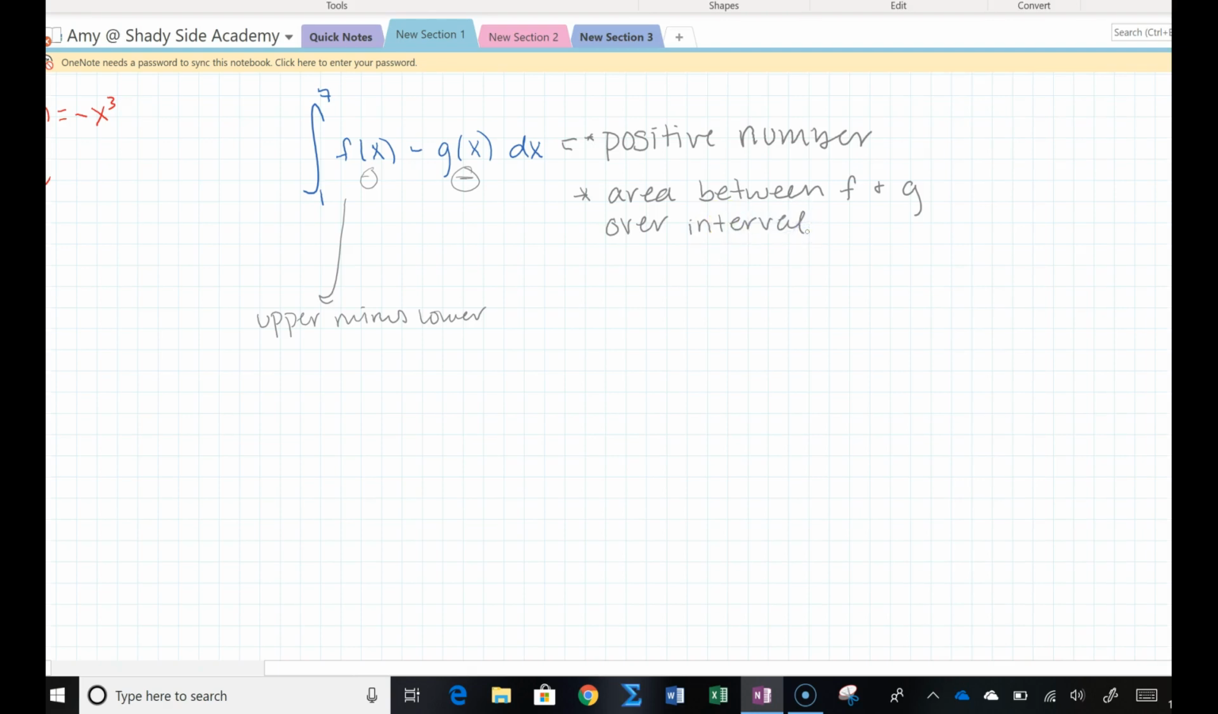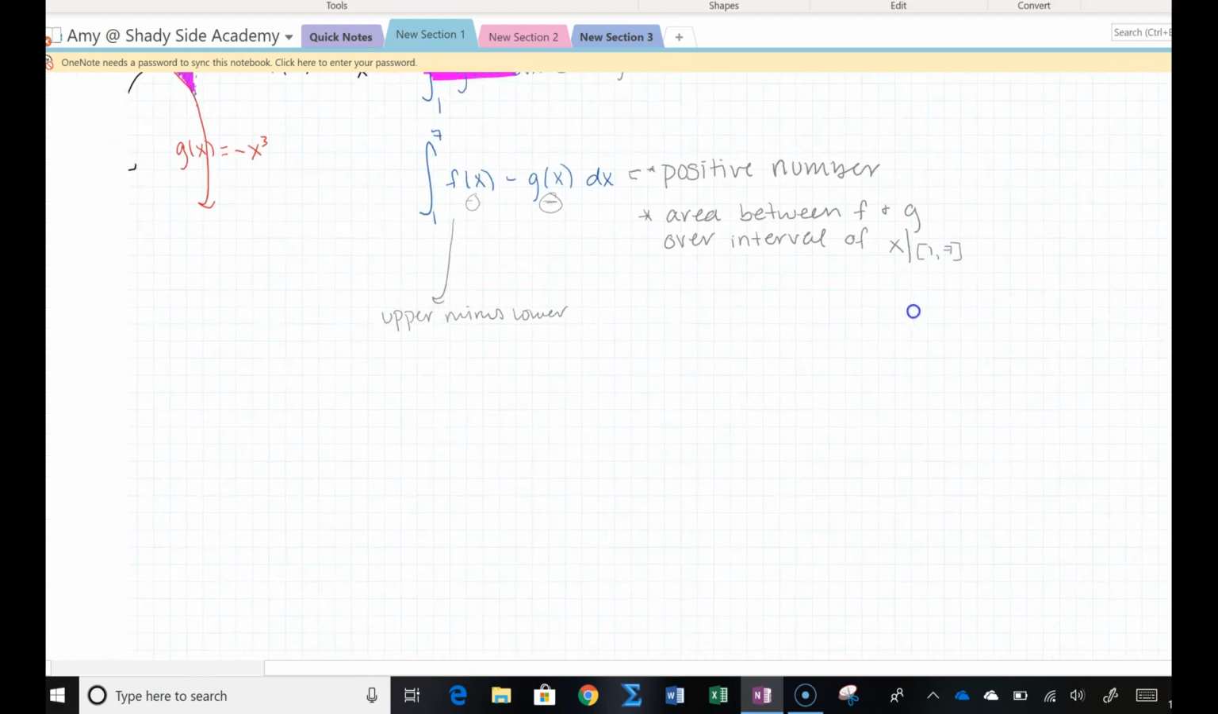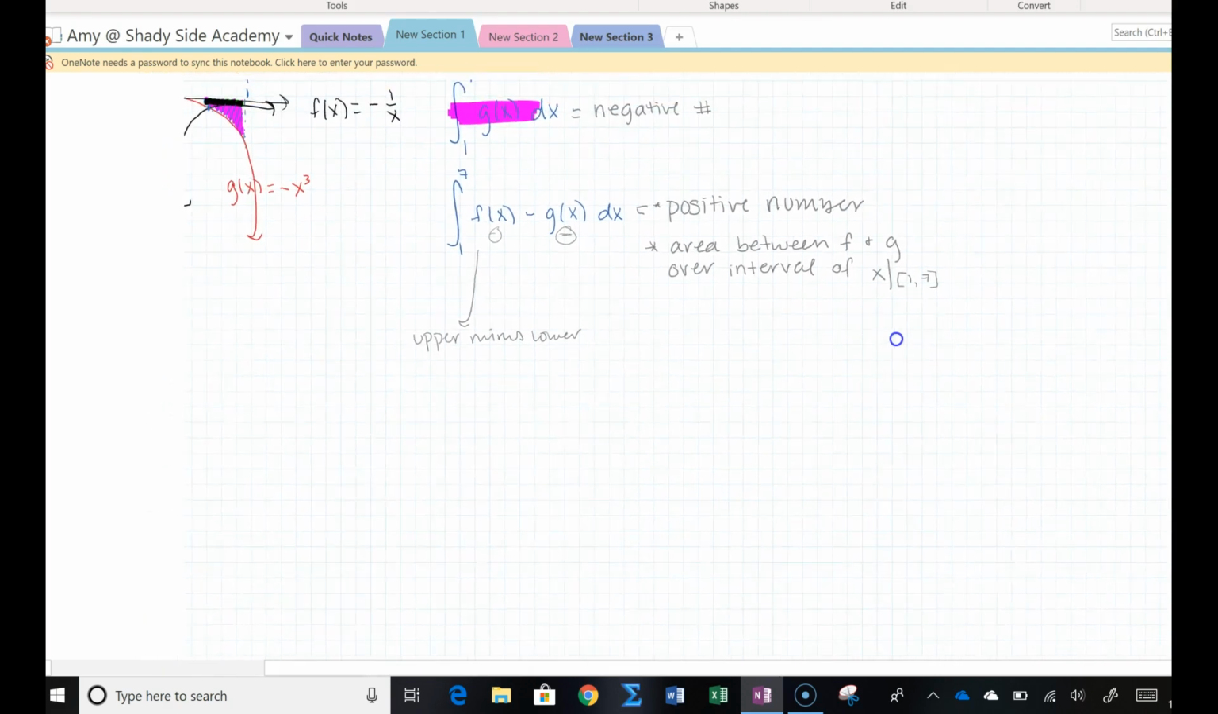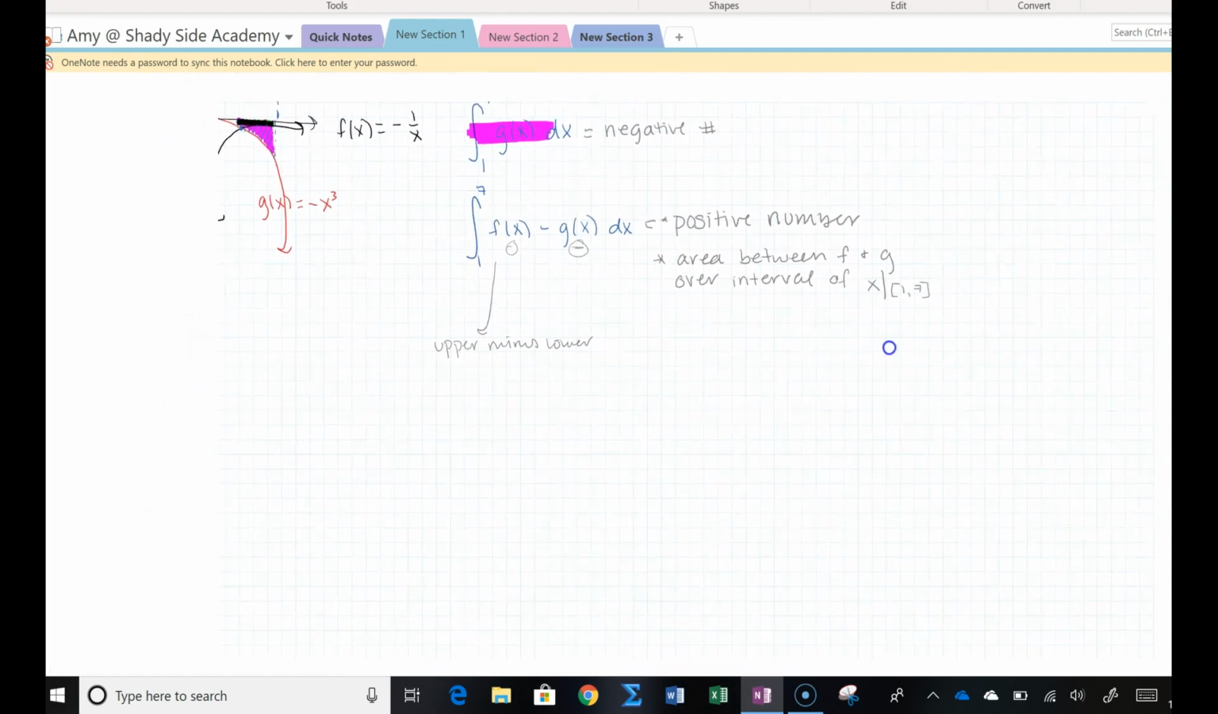So over this interval of 1 to 7, this function is literally above that one. Okay, so then we can just subtract upper minus lower, correct. That's why the little key phrase is up there: upper minus lower. So it doesn't really matter if it's f of x or g of x. I'm so bad at taking notes on the computer.